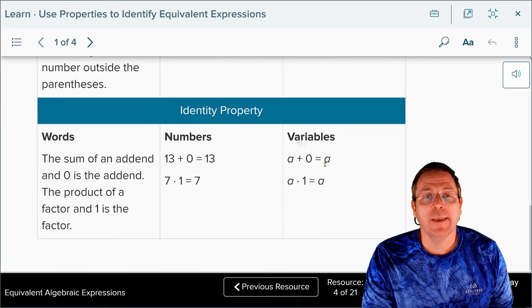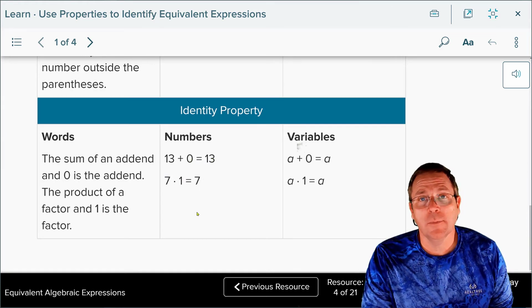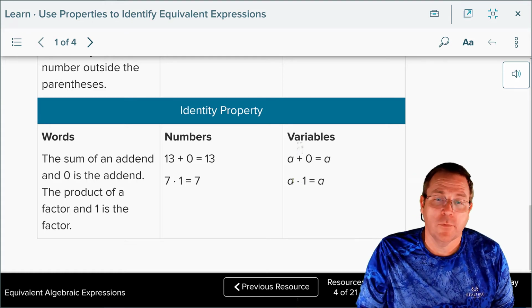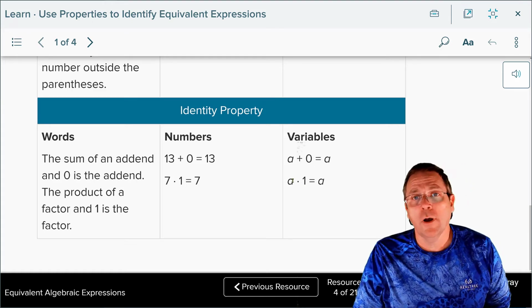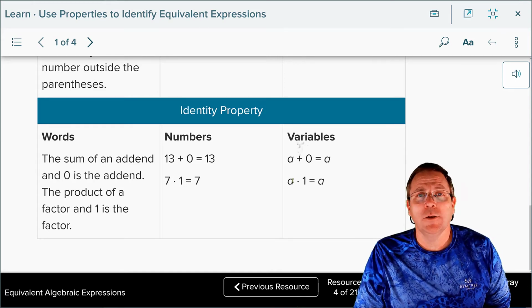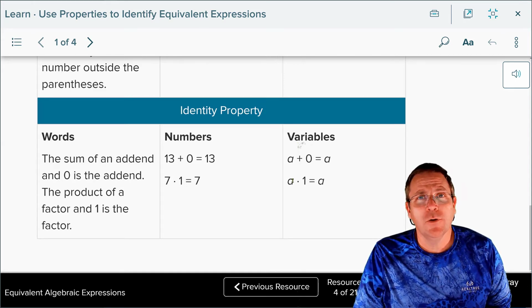And then you have the identity property. The identity property says any number plus 0 is itself, and any number times 1 is going to be itself as well. You see it with numbers and you see it with variables. These are the 4 properties we're going to be using as we continue on with this lesson. It'd be a good idea to study them before you get too deep into it.